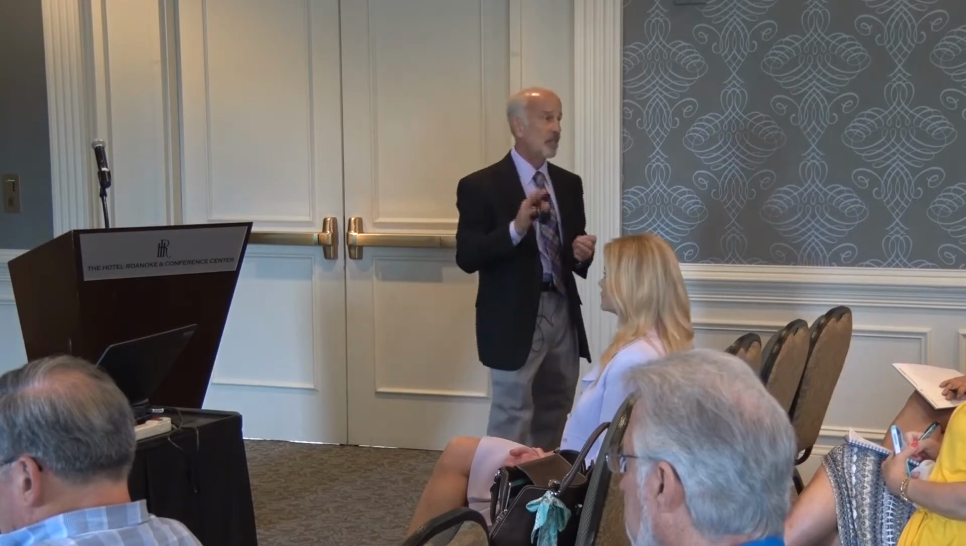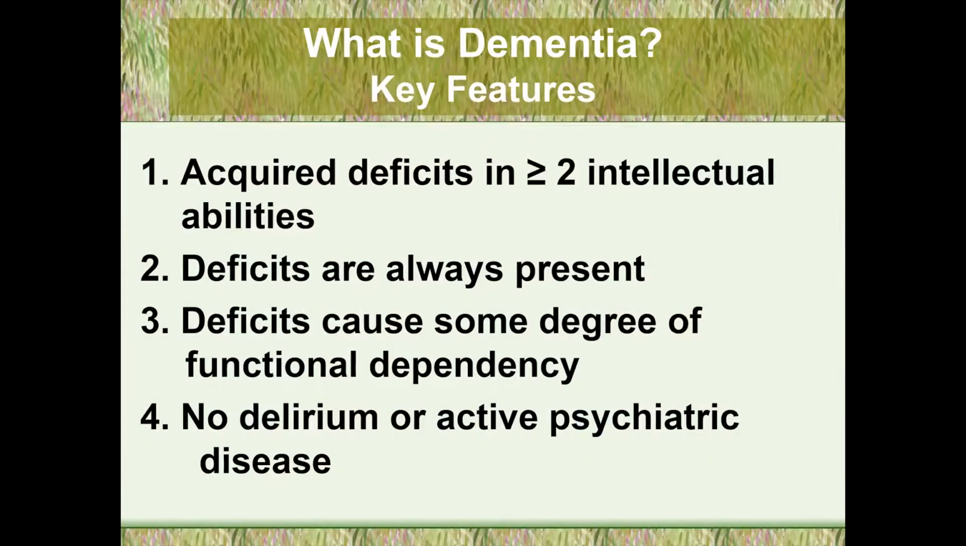And finally, and this is something most physicians in my experience do not understand and appreciate, to say someone has dementia, you have to say they do not have delirium, they do not have an active psychiatric problem, which includes depression. So you have to be careful how these diagnoses are made.